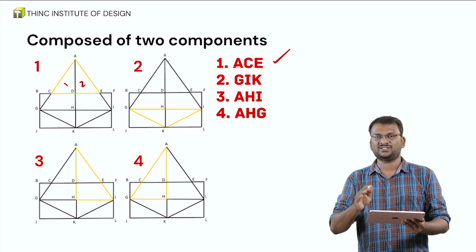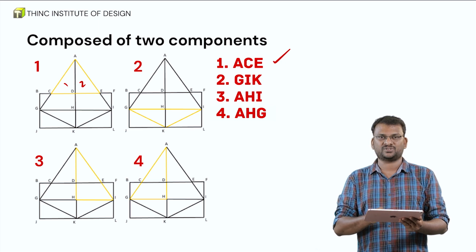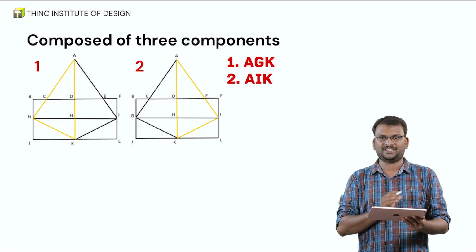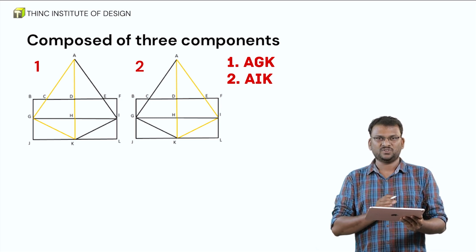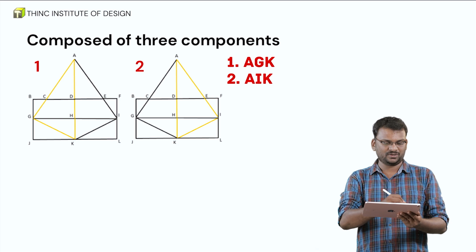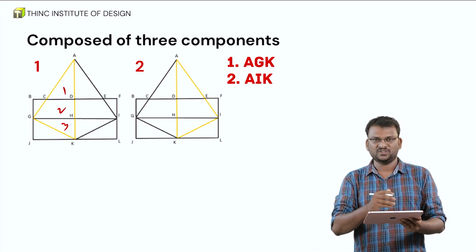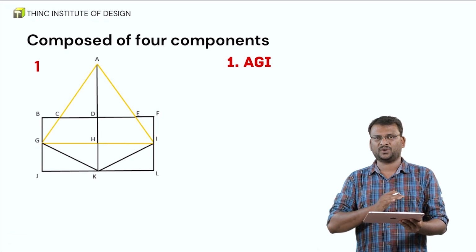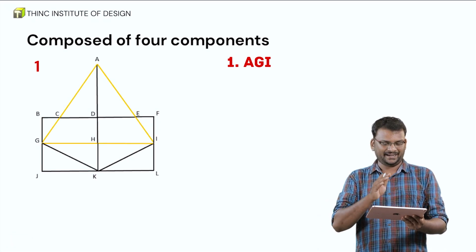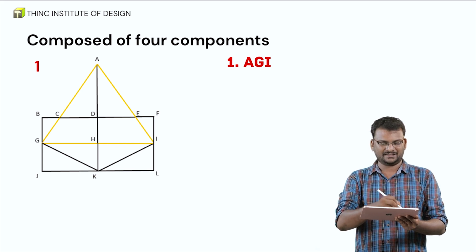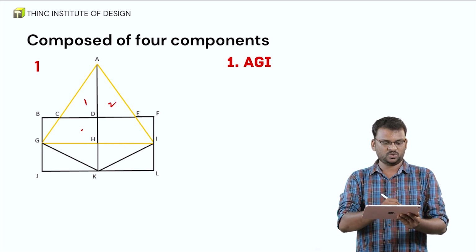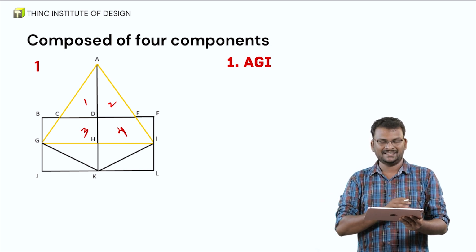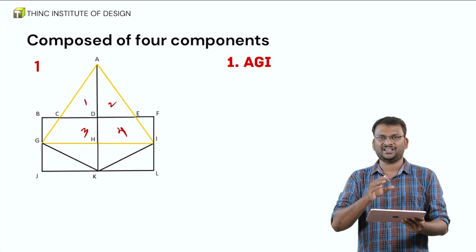Now we move to 3-component triangles. Let's see how many 3-component triangles there are. You can find triangle AGK and triangle AIK. These are the 3-component triangles. When you look here, you can find 1, 2, 3, so they are divided into 3 components. The next choice is the 4-component ones, and there is only one 4-component triangle over here: 1, 2, 3, 4 components. You can clearly see that particular triangle, triangle AGI.